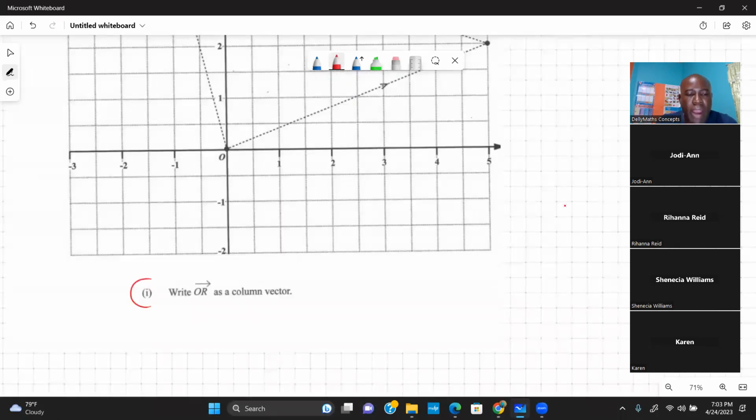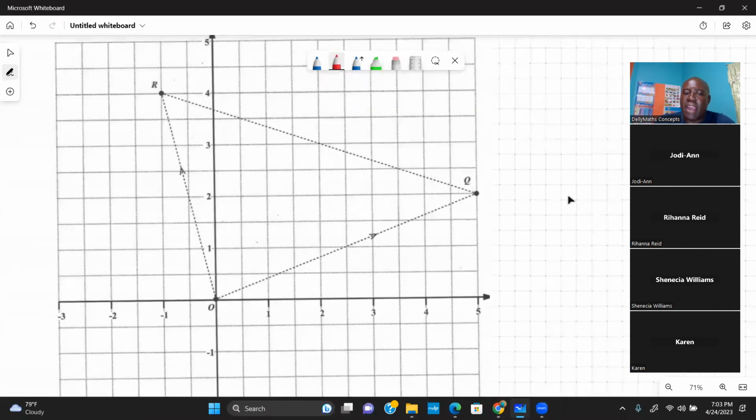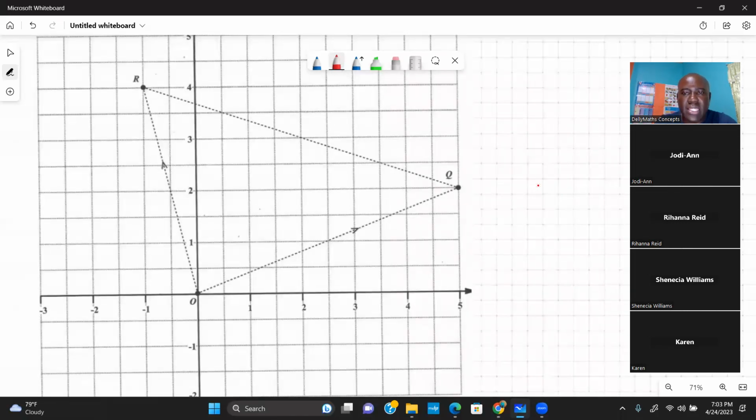Now, here's the first question. It says write OR as a column vector. So when you see OR, OP, OA, OB, we know we're in the position vector topic. O to R. If you know the coordinate of R, you should know what the vector is. I need somebody to tell me what OR is. What's the position vector for OR? Anybody? Would that be a quarter? Nope. Vectors. It's coordinates. So it's not about coordinates. So -1 at the top, 4.